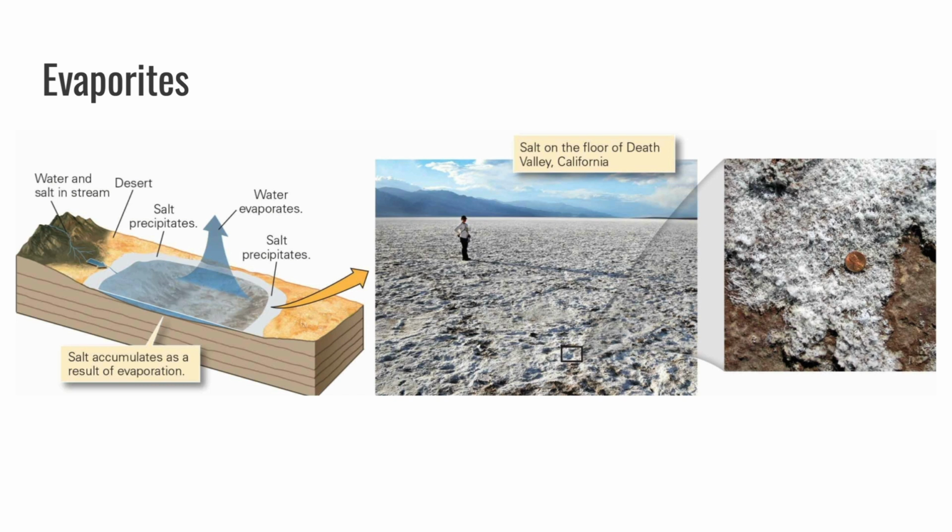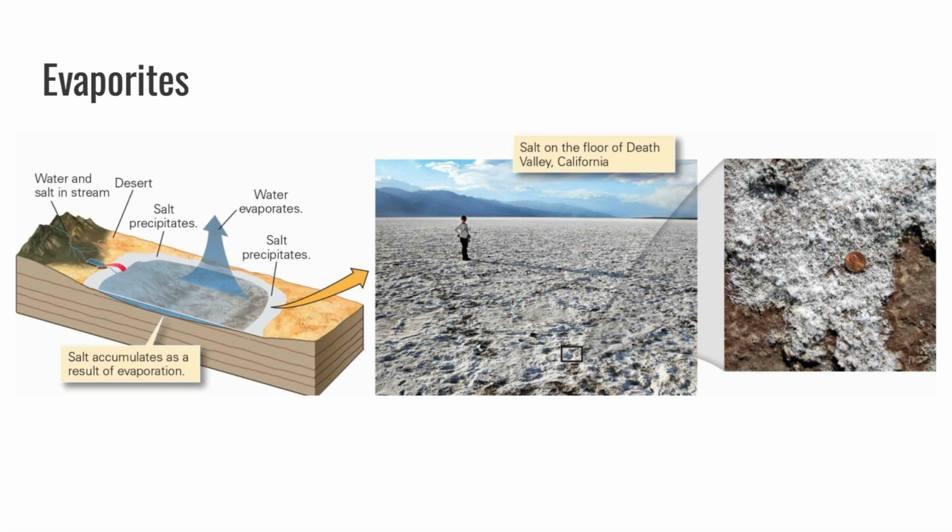So the last type of chemical rock I want to talk about are evaporites. These form in hydrologically and chemically restricted basins, so typically like lagoons or shallow playas or lakes. For example, Death Valley, as seen here, which seasonally floods and then evaporates away.